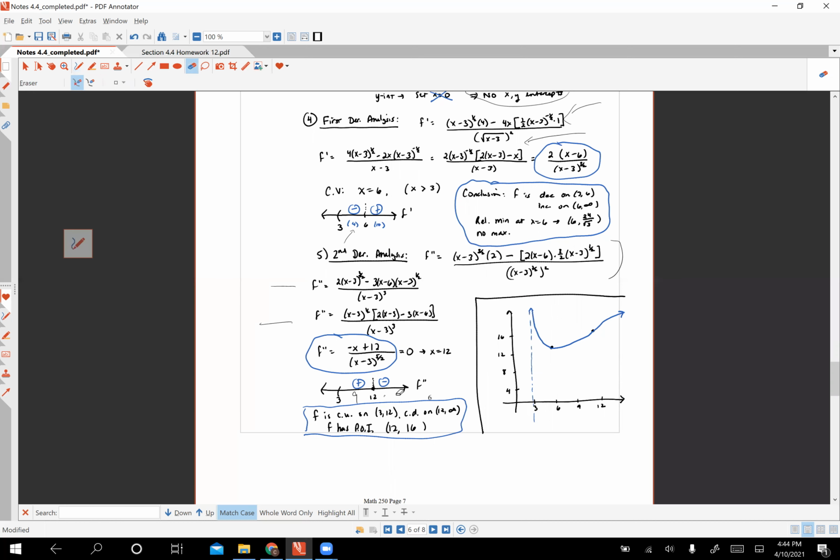Well, negative 15 plus 12 is negative, but then again, 15 minus 3 is positive. So for x greater than 12, the second derivative is negative. So it's concave up in the open interval 3 to 12, and then concave down. It's a little hard to tell in this graph, but you can kind of tell that it goes from an upward facing U to a downward facing U.